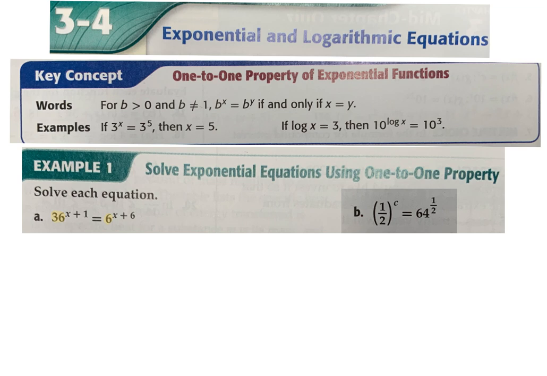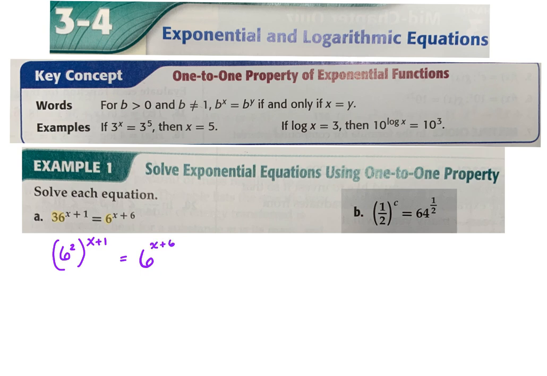Well, 36 is a multiple of 6. More importantly, it is 6 to an exponent, okay? Specifically, it is 6 squared. So I'm going to rewrite my 36 as 6 squared, to the x plus 1, equals 6 to the x plus 6.